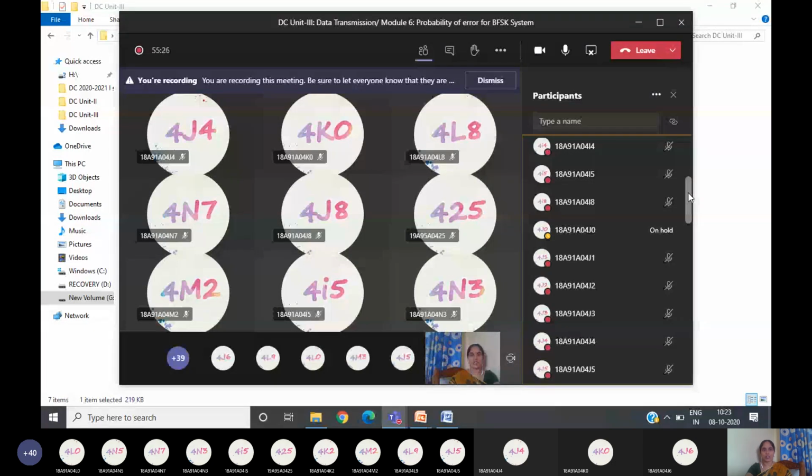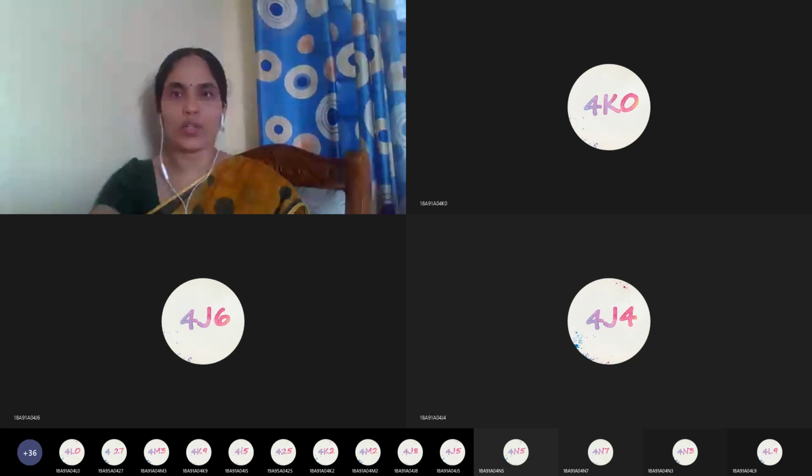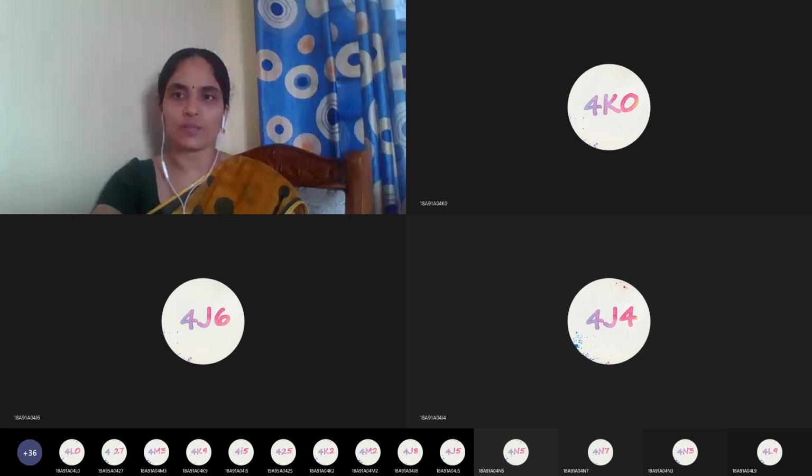I think in the second chapter we mentioned the comparison of ASK, FSK and PSK. Now please add these 2 points. What are the 2 points? Output SNR and the probability of error. Please add these 2 points in the comparison table. Please take 2 minutes for that and complete it. Meanwhile, I will take attendance.